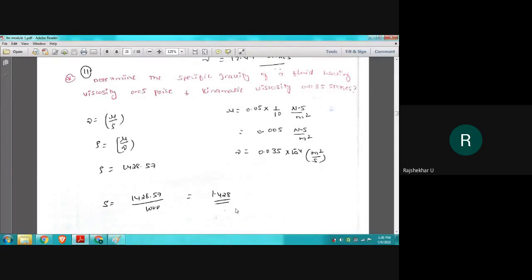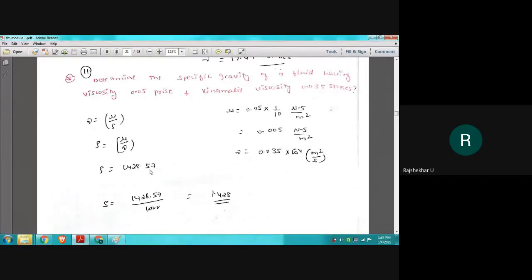Just check where is the mistake that you have done. Here is the simplification. Mu value is 0.005 because you have to divide it by 10. So that is Newton second per meter square. Kinematic viscosity is given in Stokes, no? So just multiply it by 10 power minus 4. That will give you meter square per second. Now both are in SI units. So for density, the basic definition is kinematic viscosity is equal to dynamic viscosity upon density. Just modify it, you'll get the value of rho. This is the equation. So if you check, you'll get this answer: 1428.57.